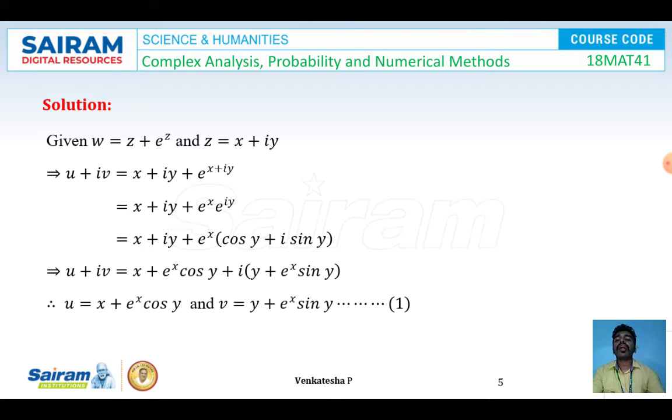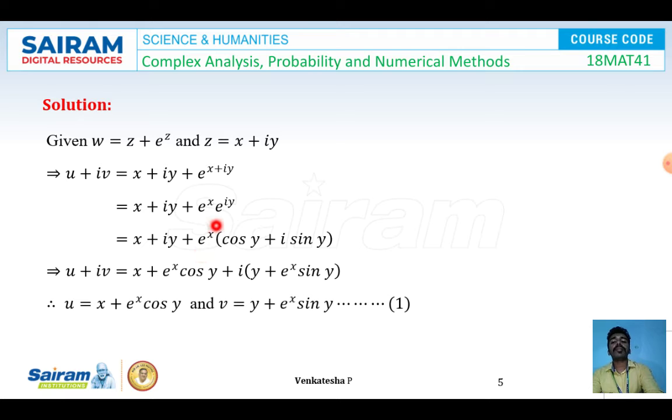Since we know that w is a complex variable, I can replace w as u plus iv. So u plus iv is equal to x plus iy plus e power x plus iy. I'm expanding this e power x plus iy as e power x into e power iy. So I got x plus iy plus e power x into e power iy.